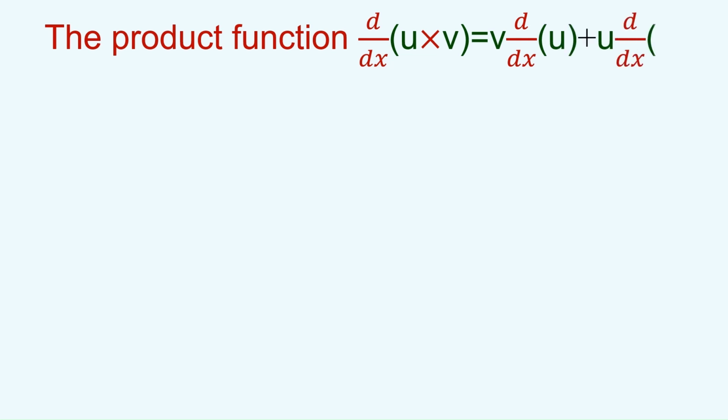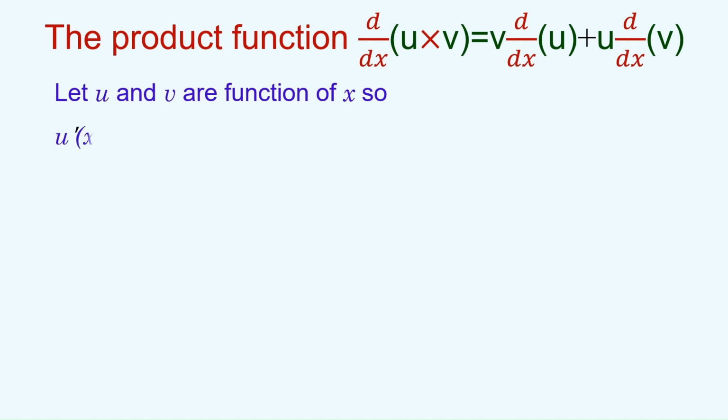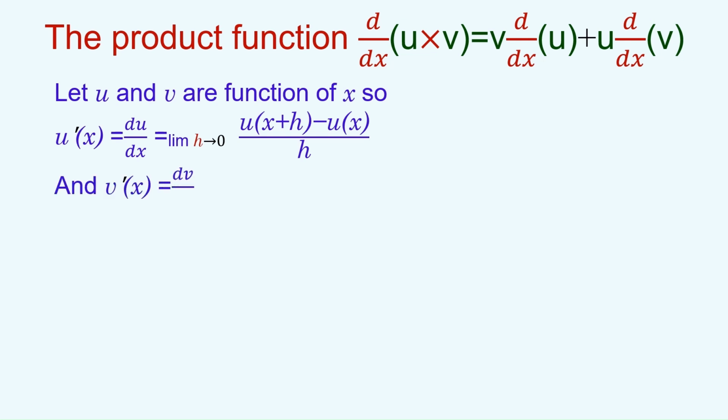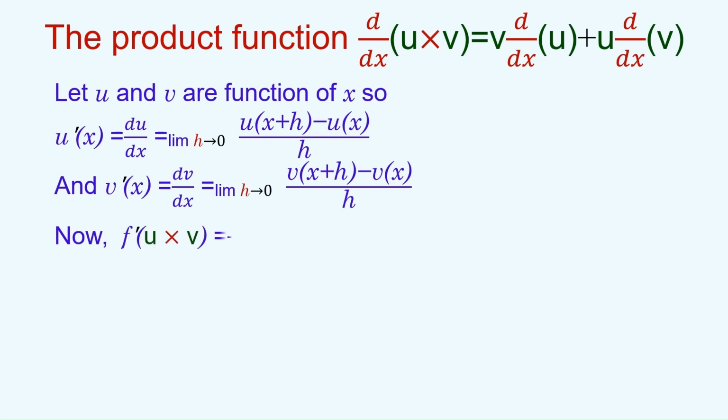The product rule: d/dx (u times v) equals v d/dx u plus u d/dx v. Let u and v be functions of x, so u dash of x equals du/dx equals limit h tends to 0 of (function u of x plus h minus function u of x) whole divided by h, and v dash of x equals dv/dx equals limit h tends to 0 of (function v of x plus h minus function v of x) whole divided by h.